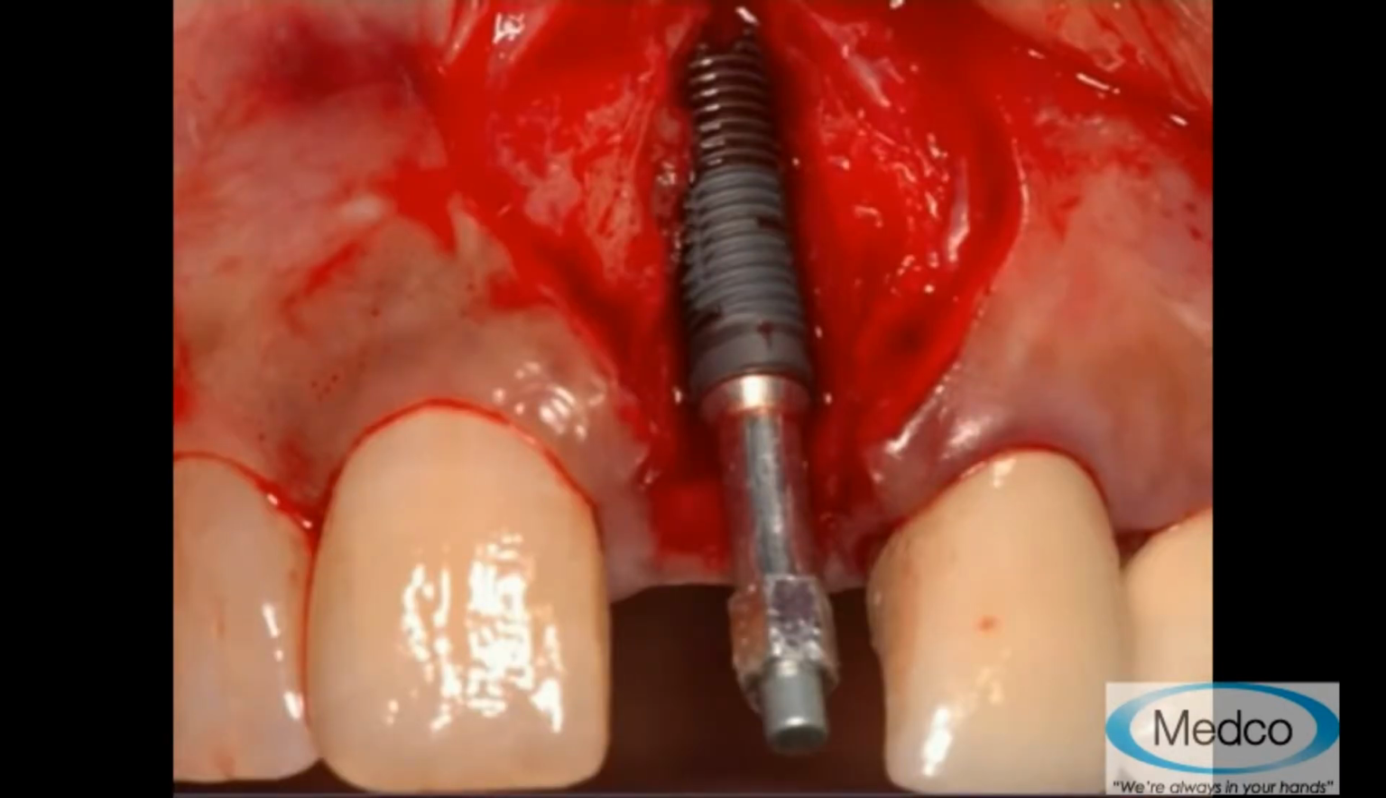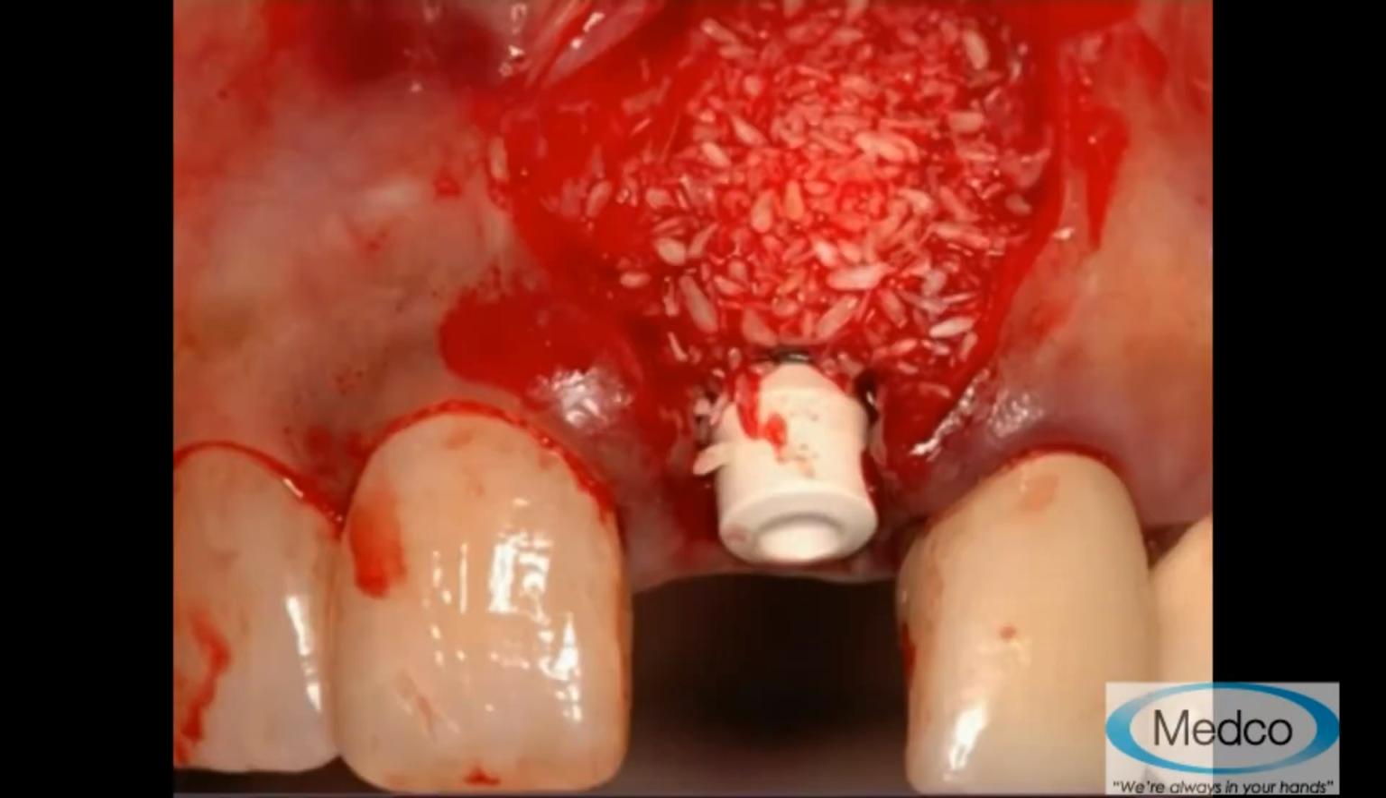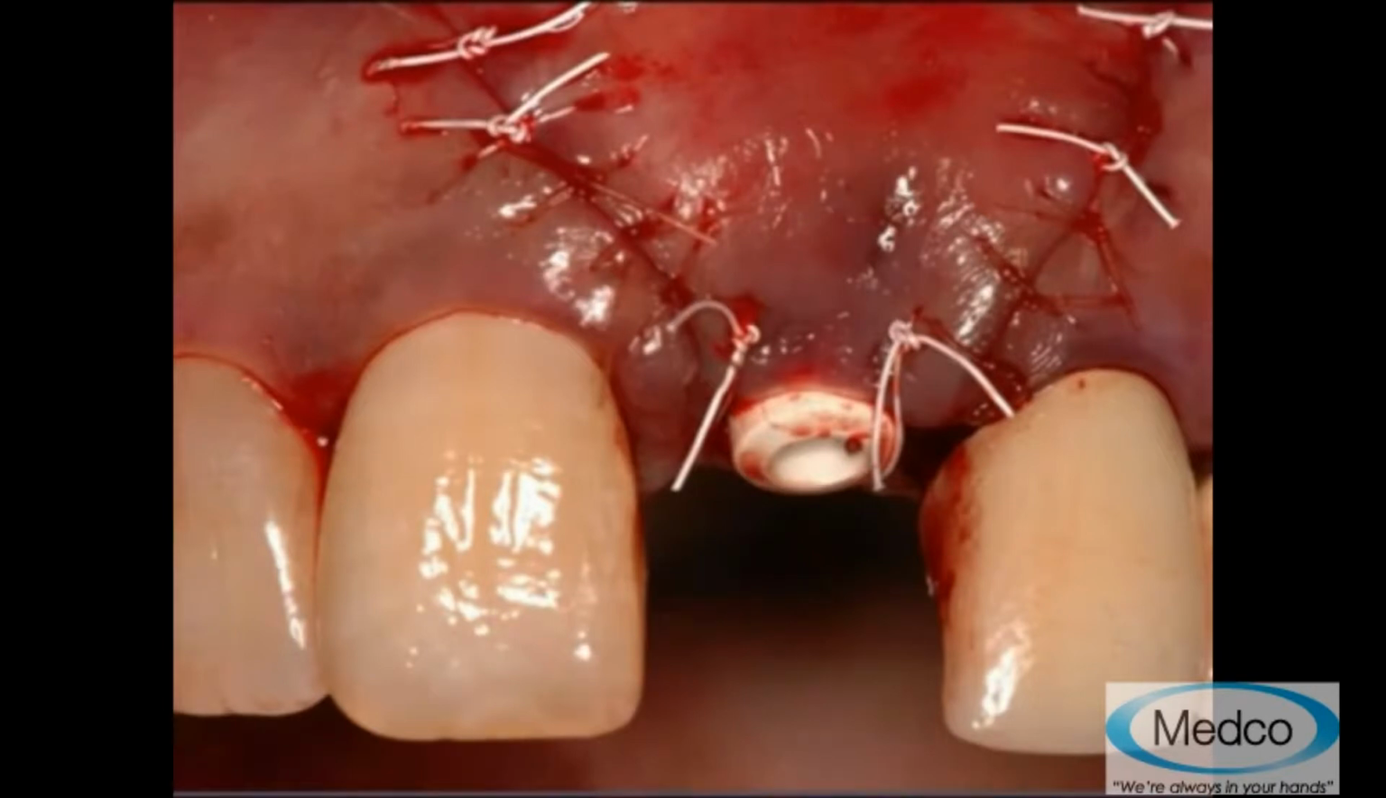So upon placement, I had an RFA value of 61, 59 and 30 Newton centimeters insertion torque. Not quite where we would want to provisionalize a case such as this. But what's interesting happens over the next couple of weeks and months where we've grafted this, used a double layer of collagen membrane, sutured the flap back.